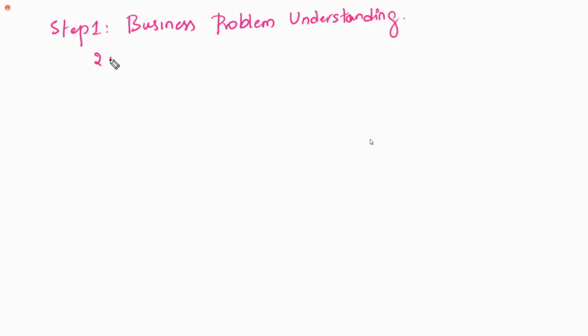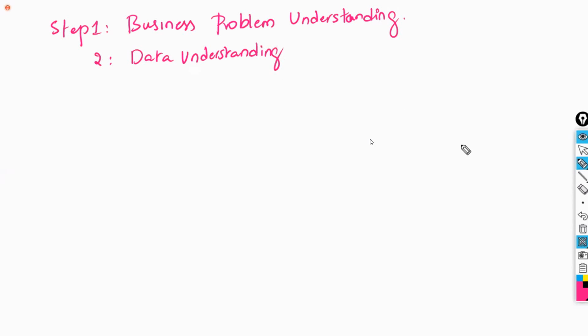Step number 2. You have to understand the data. Data understanding. What is the meaning of data understanding? It means understanding each and every variable very clearly. It is called data understanding.